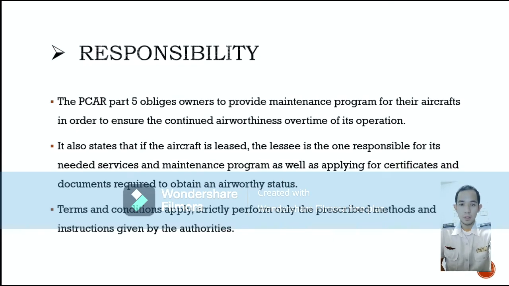The PCAR Part 5 basically obliges the owners and operators to provide a maintenance program for their aircraft. Technically, as aircraft go on to continuous flights, their airworthiness status decreases because some parts might be loosened up, or the airframe structure might already be suffering from stress from non-stop operations. It also states here that if the aircraft is leased, the lessee is the one responsible for this needed service and maintenance program. As we all know in business, if you lease a property or a vehicle, you are the one responsible for it in the period that it is in your possession.